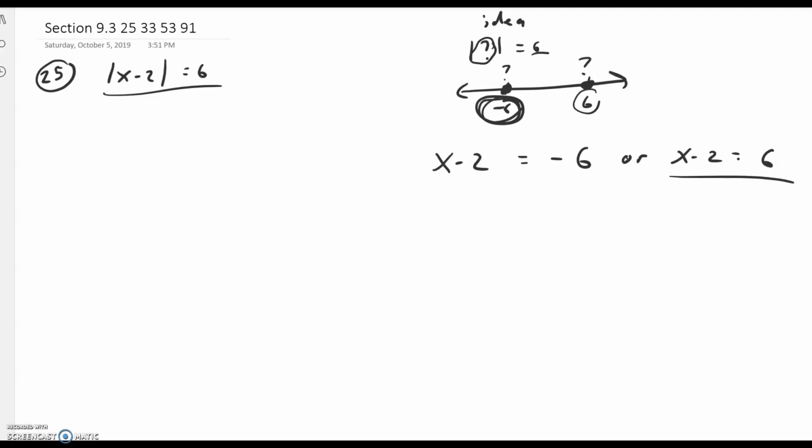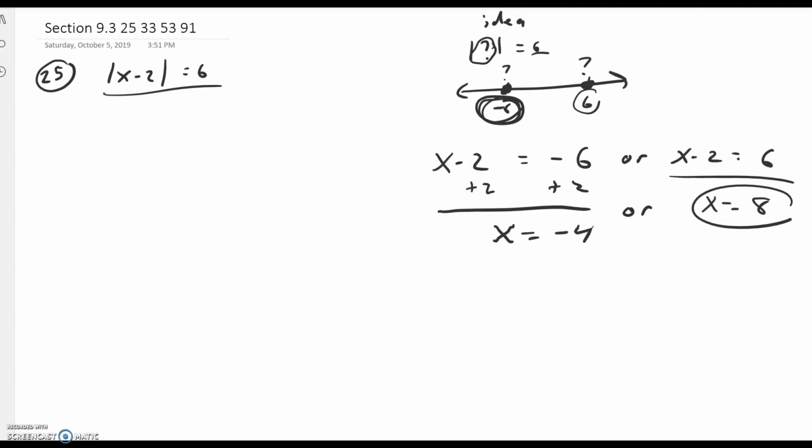So people who don't know what's going on sometimes just ignore the absolute values. They get this equation, they add 2 to both sides, they get 8. They notice that 8 works, and then they just leave that answer. And they're, of course, wrong because they're missing the other possibility. If you add 2 to both sides here, you get x equals negative 4, which also checks because negative 4, take away 2 is negative 6, and the absolute value of negative 6 is 6. So both of these are solutions, and the or means, of course, a union of the two.